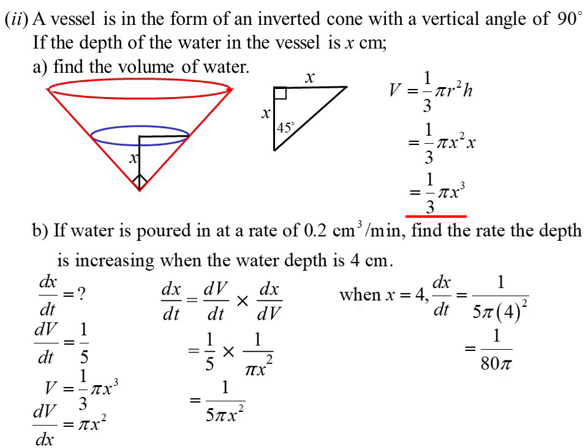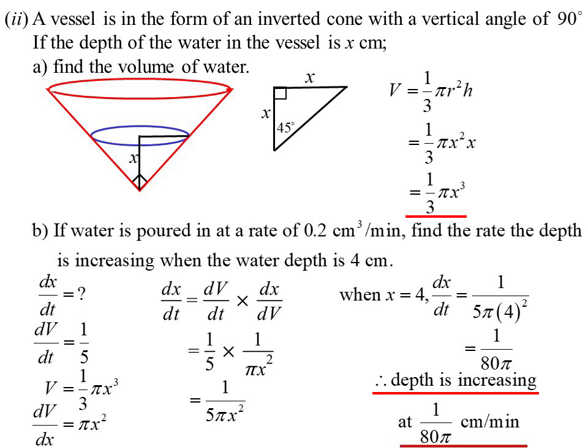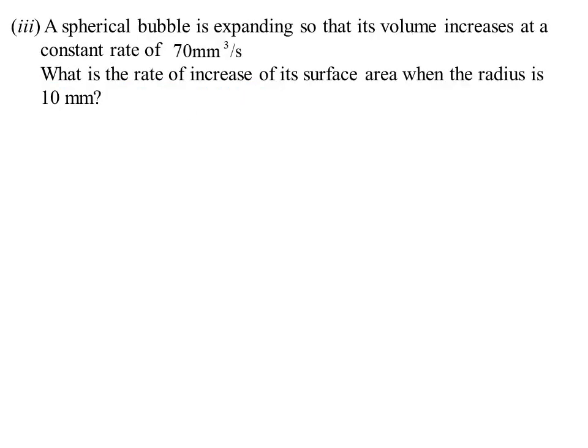We want, when x is 4, substitute in 4, and well, 1/80 pi would be the exact number, and I'll just leave it like that. I mean, we can go to a calculator and get an approximation, but it's increasing at a rate of 1/80 pi centimeters per minute.